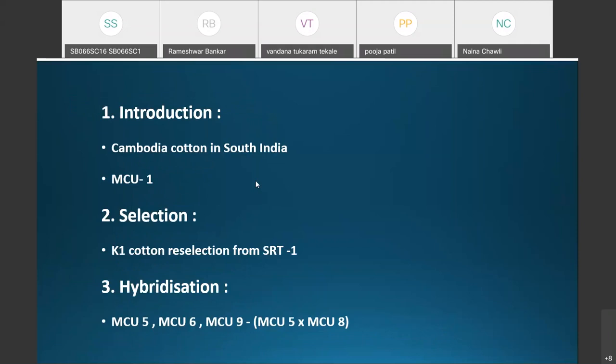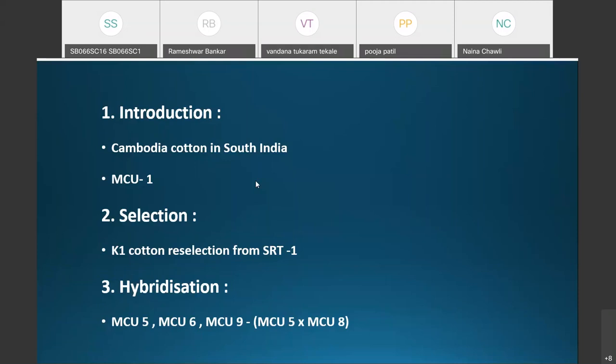Introduction: the work for importing cotton varieties in India was started in 1790. At that time, the Indian cotton was exported mainly to England.